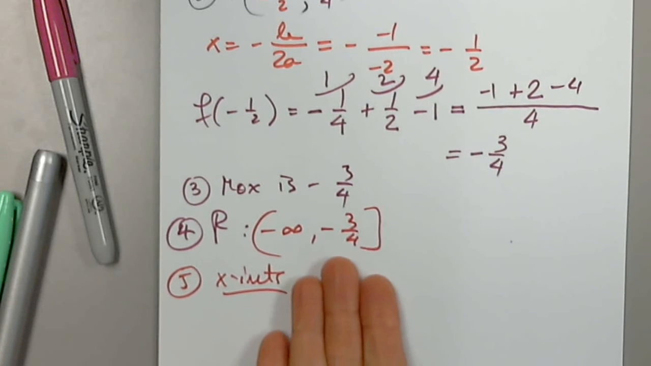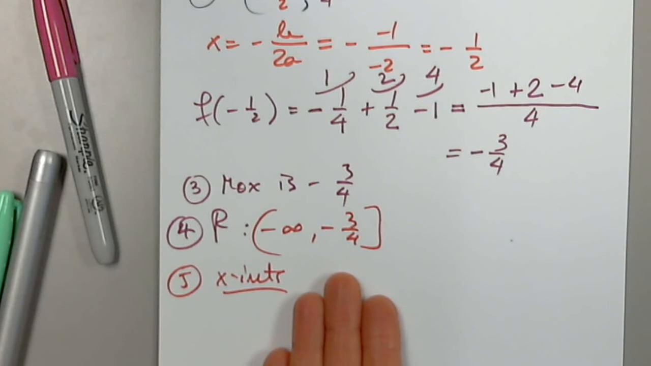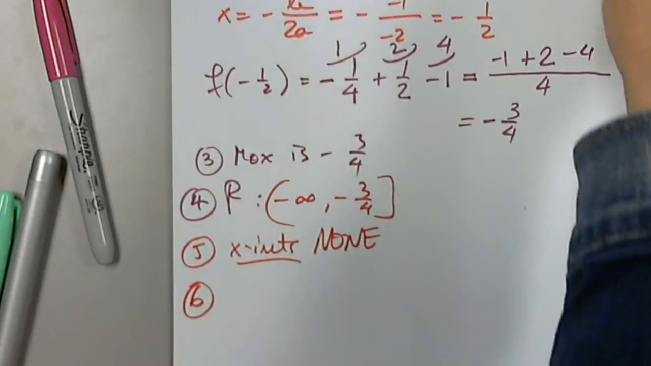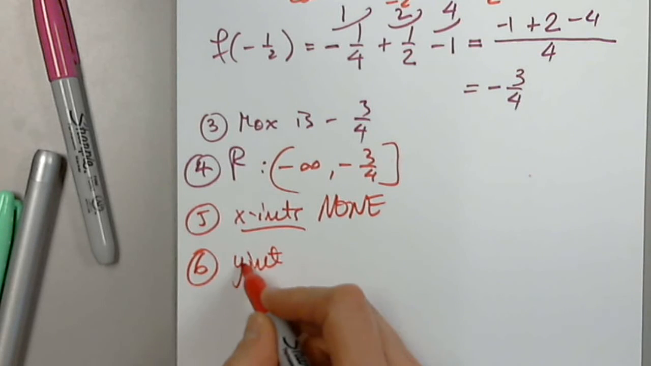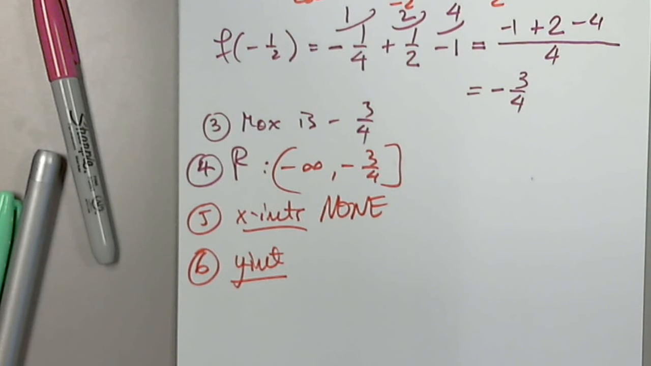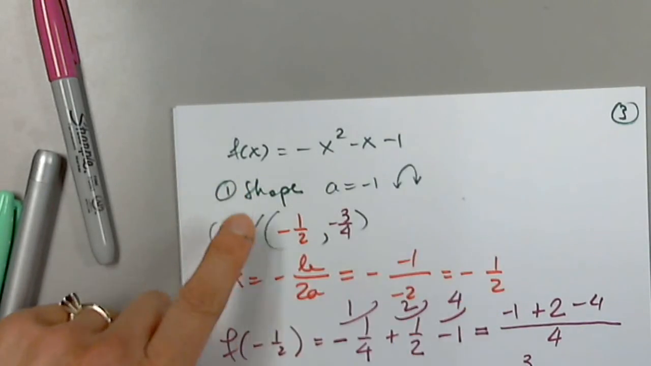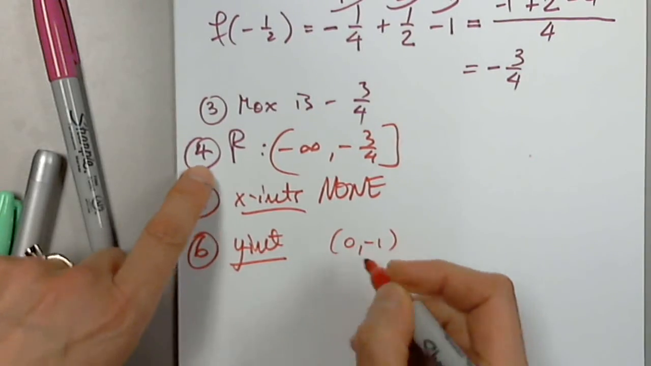Of course it doesn't. Because look, it's all in the negative direction. The maximum is -3/4. It wished it touched the x-axis, but cannot, because its maximum value is a negative number. None. Number 6. Y-intercept. That always exists. How do I determine the y-intercept for any function? Plug in x for 0. Awesome. So please plug in 0 and tell me what is the y-intercept. -1. Correct. So 0, comma, negative 1.